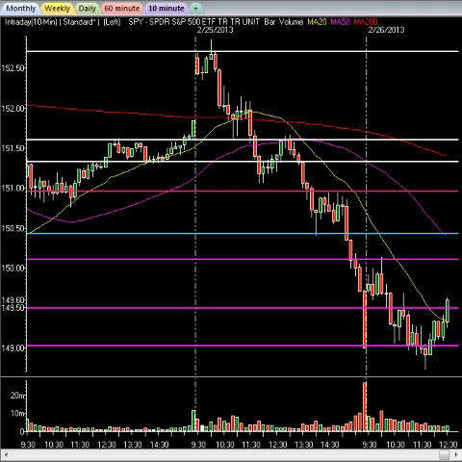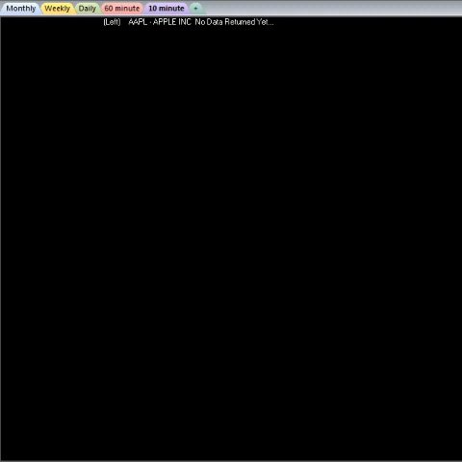The NASDAQ is weaker because Apple is weaker. We're seeing some pretty significant weakness here in Apple. It's not down that much, but just the fact that the markets are green and Apple is lower is definitely putting some strain on this stock.